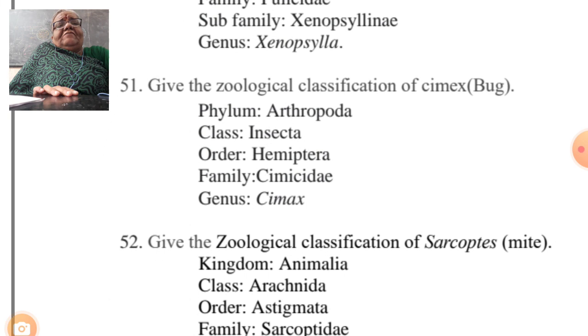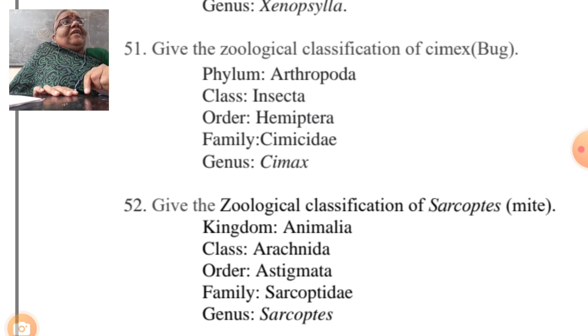Then one more thing that you have to learn is about bed bug.